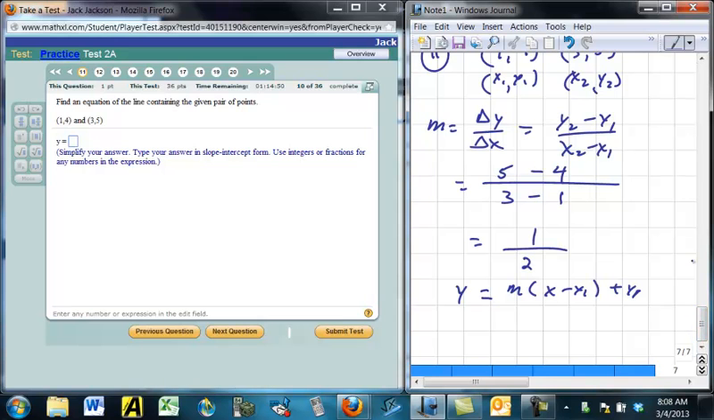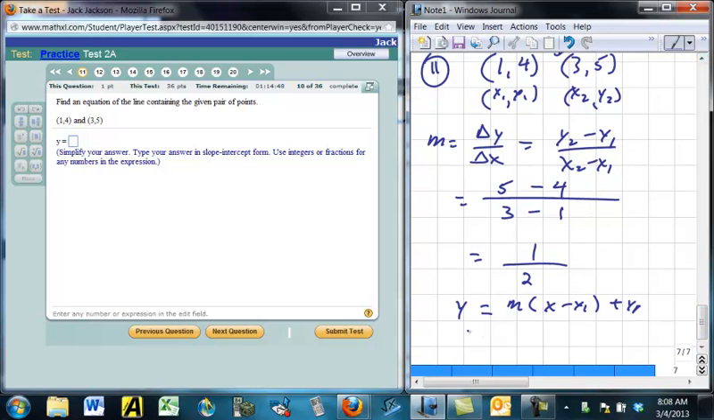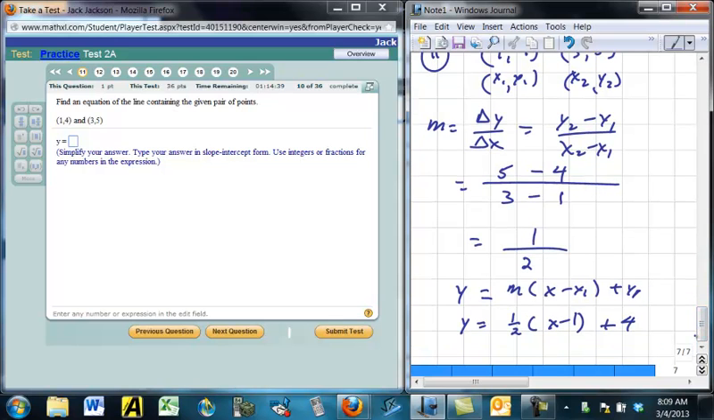Okay, and I can use either one of the 2 points. Let's just use the first one there. 1/2 x minus 1 plus 4. But it says do it in slope-intercept form, so that means slope y-intercept form. So we distribute 1/2 x minus 1/2 plus 4.